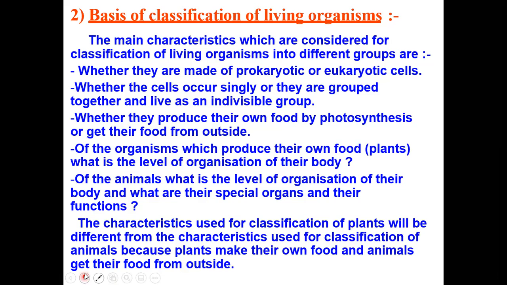For organisms which produce their own food, what is the level of organization of their body? In the case of animals, what is the level of organization of their body and what are their special organs and their functions? The characteristics used for classification of plants will be different from the characteristics used for the classification of animals, because plants make their own food and animals get their food from outside. That's why plants are known as autotrophs and animals are known as heterotrophs.